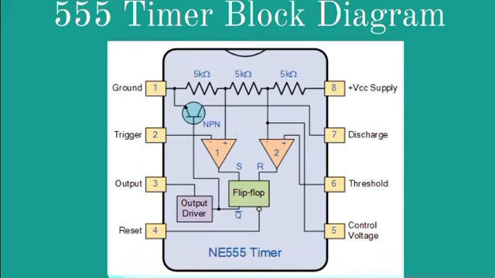For the first pin, we have the ground terminal. Here all the voltages are measured with respect to the ground terminal. Okay, so pin 2 is the trigger terminal. Here the trigger pin is used to feed the trigger input when the 555 IC is set up as a monostable multivibrator. This pin is the inverting input of a comparator and is responsible for the transition of the flip-flop from set to reset.